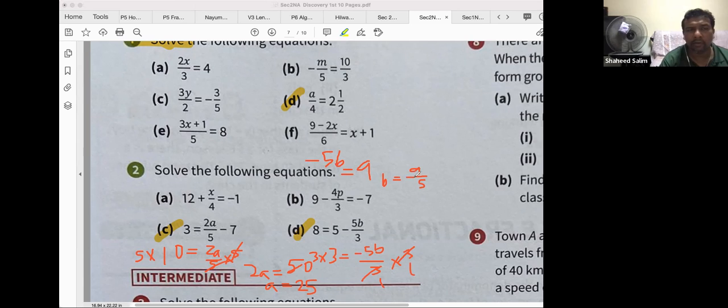That's it. Okay, Abdul Rahman got it right, well done. And Hassan also got it right. Okay, 9 over 5, but you need to have your minus, Hassan, because this one is minus 5b.